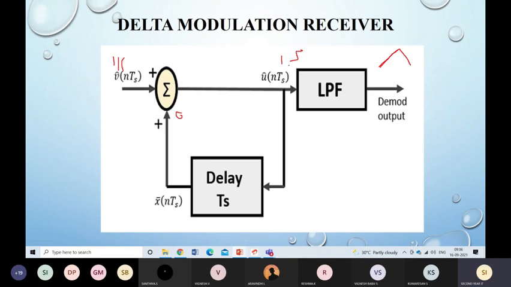It will take only this part, and it will generate a smooth analog signal. The quantized output is like a staircase, right? So the filter will smoothen the signal and generate an analog signal.